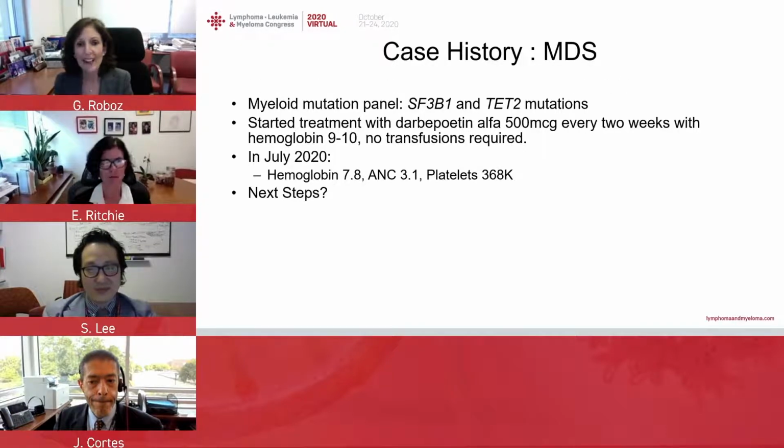So we actually did, on this patient, Dr. Lee got SF3B1 and TET2 mutations back. And the patient was initiated with therapy with darbepoetin, 500 mics every 2 weeks, with a hemoglobin of 9 to 10 maintained and actually not requiring transfusions. And then in July of 2020, I can tell you that, just to remind you, this patient was diagnosed in 2013. So there was a lot of hanging around time. In July of 2020, there was a drop in hemoglobin to 7.8. The ANC and platelets looked like they were still maintained.